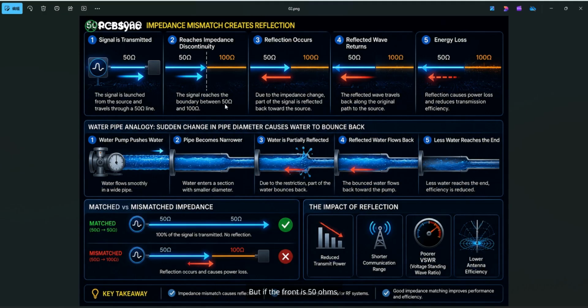But if the front is 50 ohms, then the back is 100 ohms, the signal will sense that, hey, the environment ahead has changed. As a result, part of the energy continues to propagate forward, while the other part turns back and returns. This is what we call reflection. The consequences of reflection include power loss, shorter communication distance, a worse standing wave ratio, and reduced antenna efficiency. So for RF systems, impedance matching isn't just a bonus, it's a basic requirement.